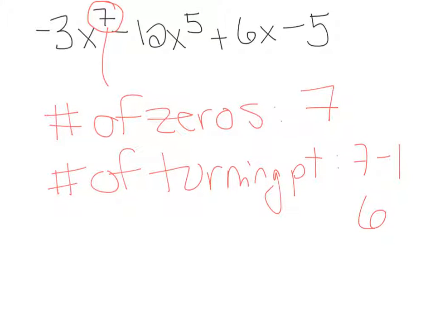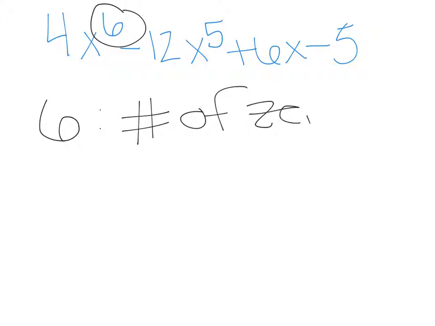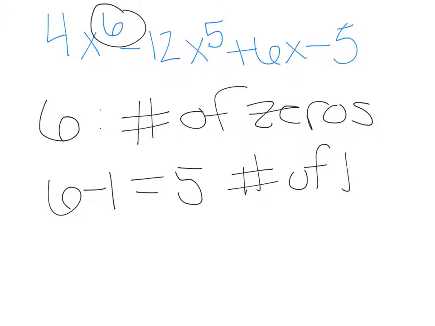If you had the other version of the test, your problem was 4x to the 6th minus 12x to the 5th plus 6x minus 5. And it's the same thought process. The biggest power right here is 6, so that means my degree is 6, which is the number of real zeros. And then again, you do the number of zeros minus 1, so 6 minus 1 is going to equal 5, and that's my number of turning points.